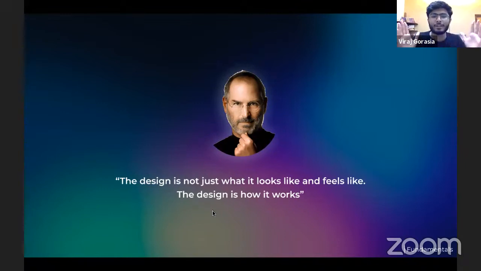And nothing better to start the session than with the quote by Steve Jobs, where he says that design is not just what it looks like and feels like, design is how it works. And in today's session, we are just going to talk about how it works, because the major misconception, as I said earlier as well, is that design is all about looks and feels. But there's always a sense behind that looks and feels, and that sense is always backed by research. And that is what we are going to talk about in today's session.